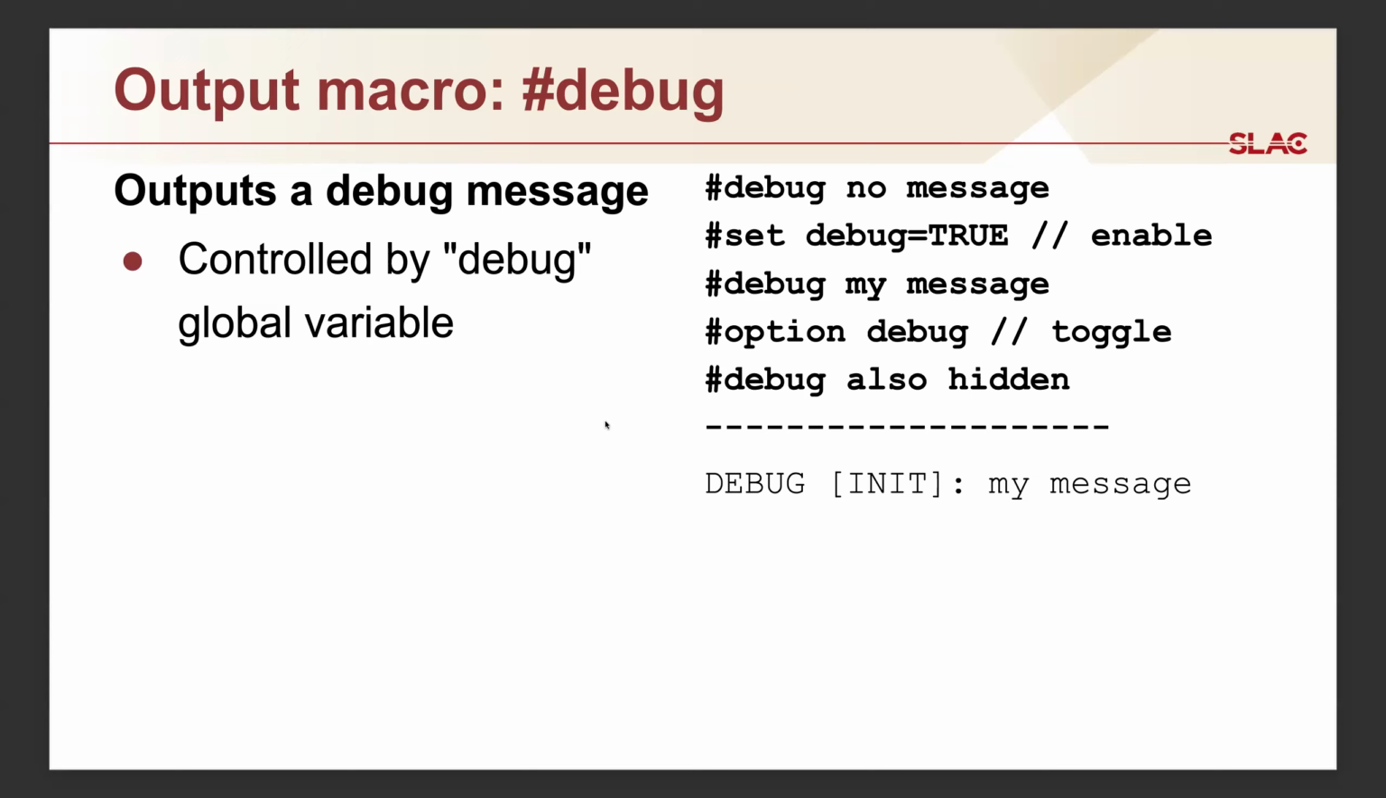And so remember that the debug option on the command line is controlled by the option macro itself, and it's a toggle. If you want to set it to something, you should either set it to true or false according to whatever you want, rather than toggling it.